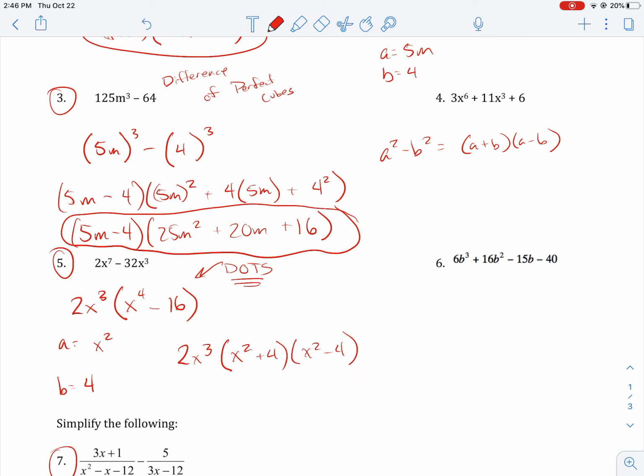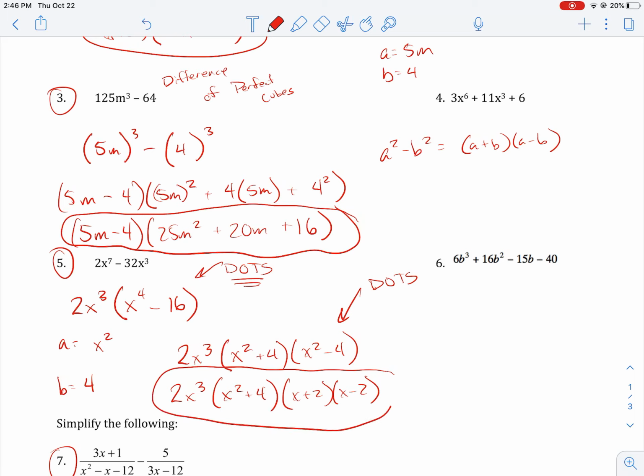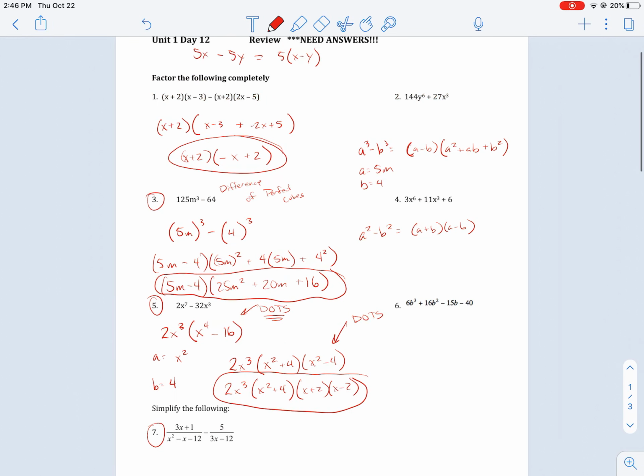Oh, gosh darn it. Guess what? We are still not done yet. Difference of two squares. So we keep going. 2x cubed, x squared plus 4. Can't do anything with that. And x plus 2, x minus 2. And there's our answer. Fully factor, which is what the direction says. Factor the following completely. Okay, so I'll let you try 2, 4, and 6 on your own.